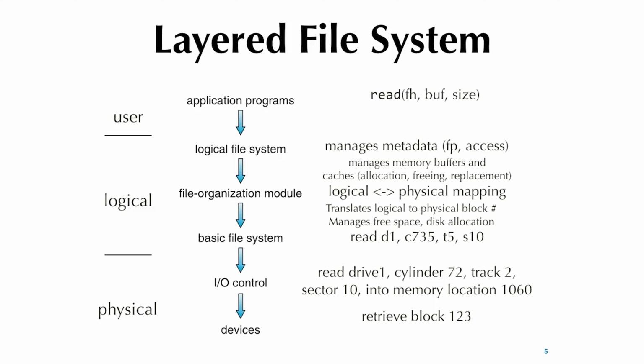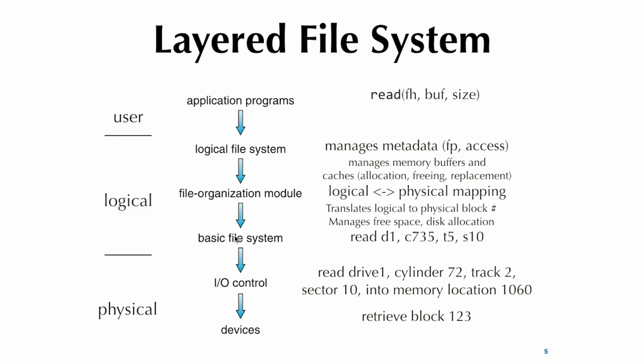And so you translate, or this layer translates, the logical to physical block number, and handles free space allocation. So the commands that it sees would be to do a read for which disk, which cylinder, which track, which sector, and so forth, right? So that's why you see these much lower-level commands. These are actually the physical concepts. And that's implementing the very, very basic file system.